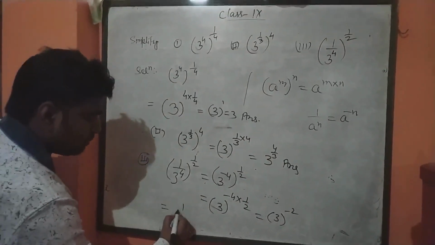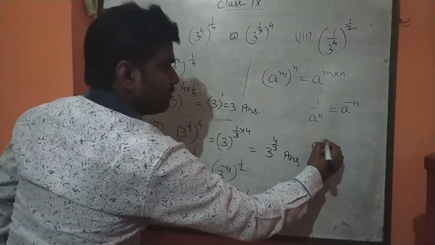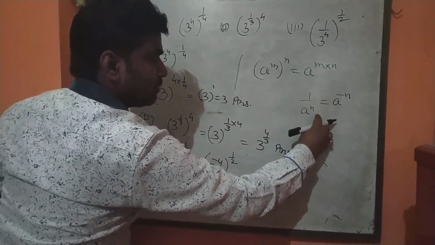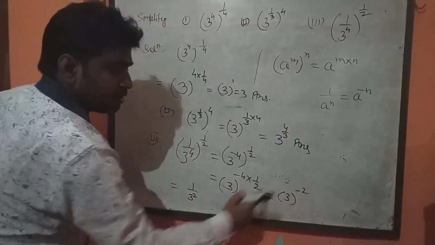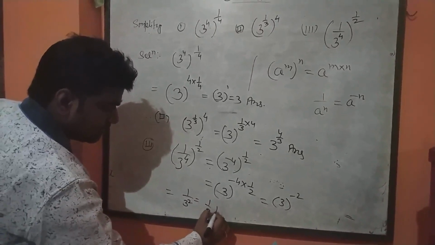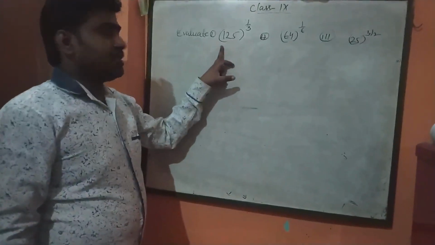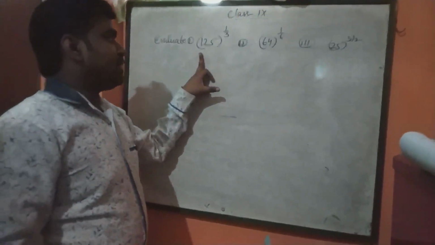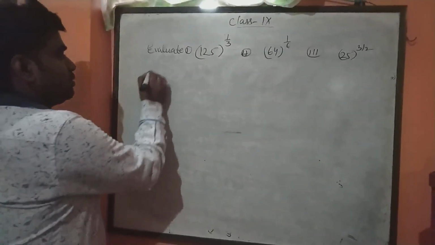Or (1/3) whole square. We know that a to the power minus n is written as 1/a to the power n. So 3 to the power minus 2 is written as 1/3 square. So it gives 1/9. This is our answer. Evaluate. First question: 125 to the whole power 1/3. First, write the solution.